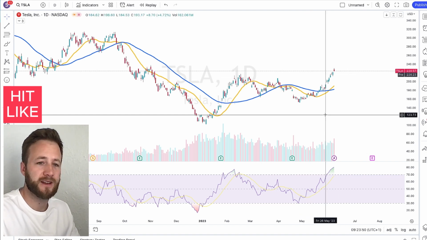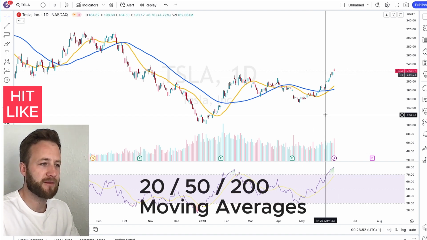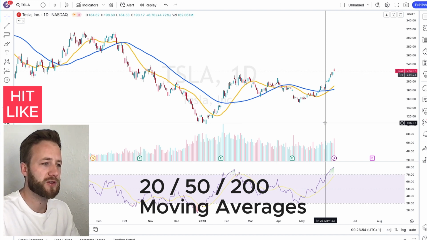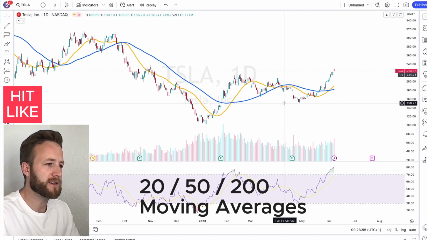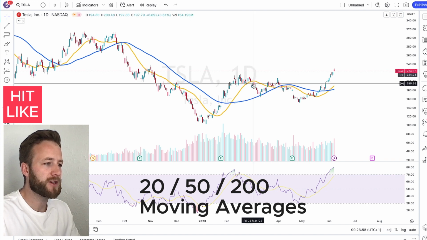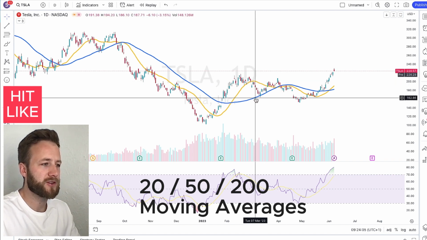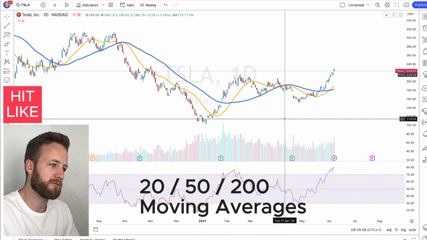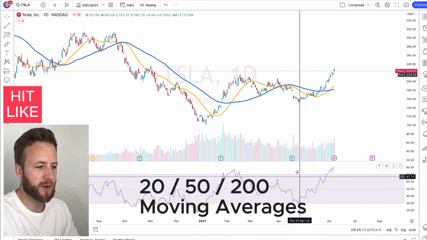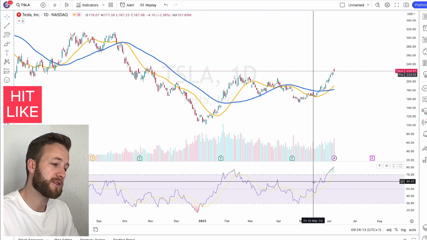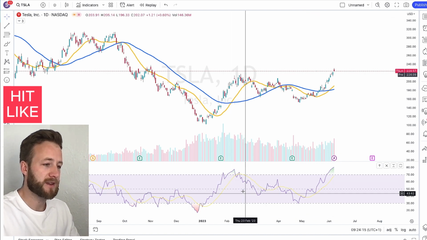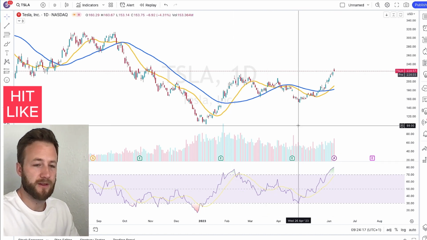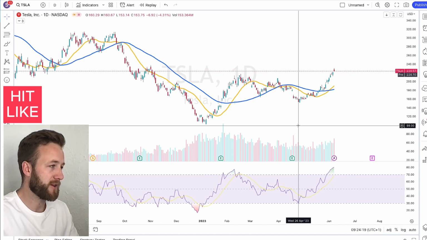What I normally do is have the 20, the 50 and the 200 moving average, which are these little wavy lines here. The 20 moving average is the yellow line and the 50 moving average is the blue line. Normally I would have the 200, which would be the red line, but because I don't pay for TradingView, I have to have 3 indicators, and I wanted to use the RSI, which is this box down here, for the third indicator. So that's why you don't see the red line.